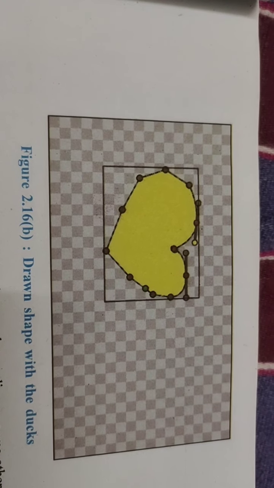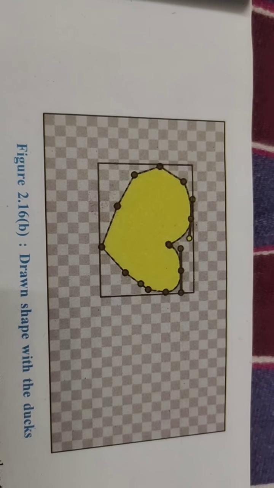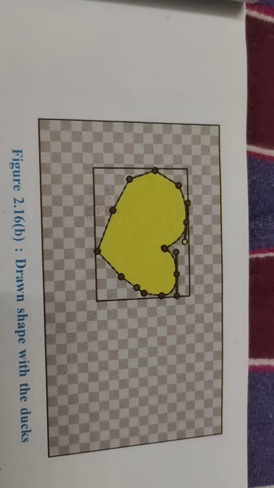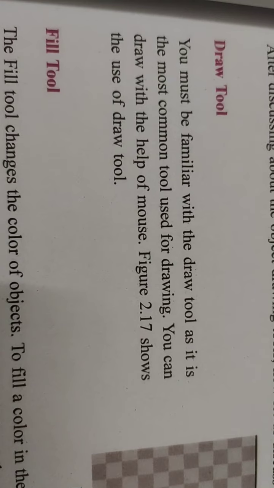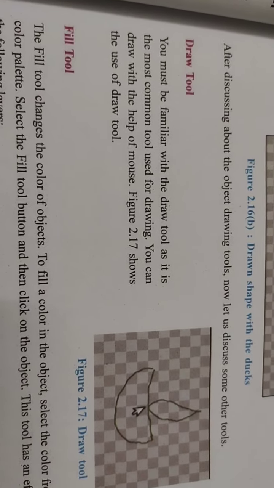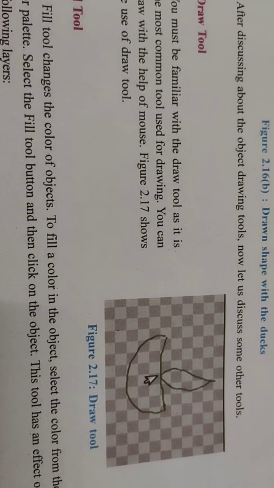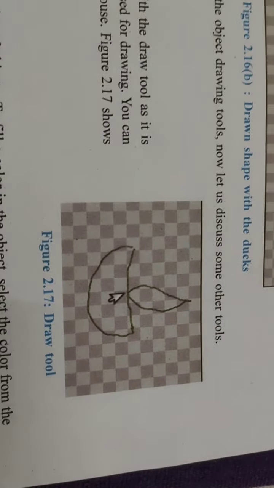In the first, circle, there were two ducks. In rectangle, there were four ducks. And in star and polygon tool, there are three types of ducks. Draw tool. You must be familiar with the draw tool as it is the most common tool used for drawing. You can draw with the help of a mouse any shape which you want to represent.